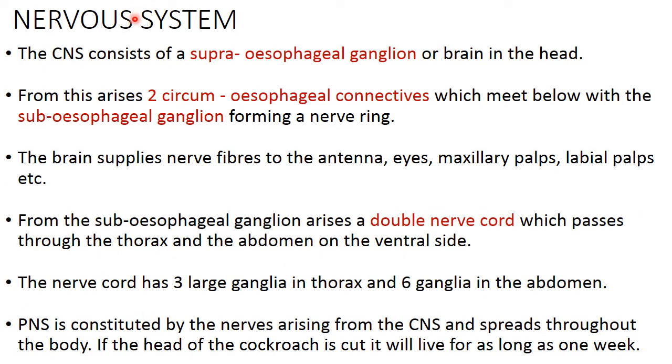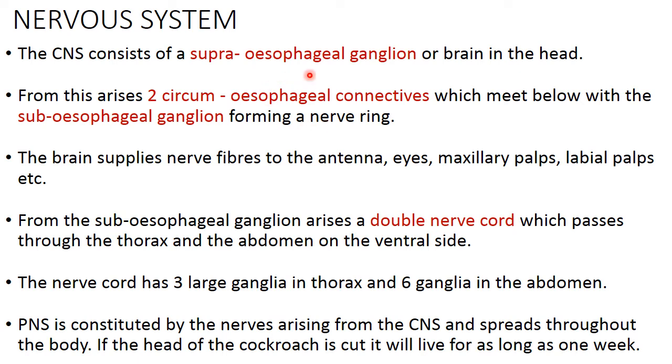Now coming to the nervous system. So the central nervous system, similar to what we said in the earthworm, has one ganglion above, the supraesophageal ganglion. Why esophageal? Because it is in the region of the esophagus of the alimentary canal, or the brain. Now this supraesophageal ganglion will be connected to the subesophageal ganglion by two circumesophageal connectives, forming a nerve ring.